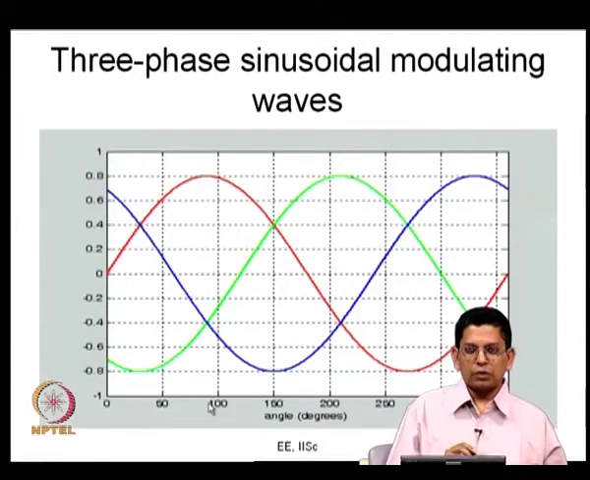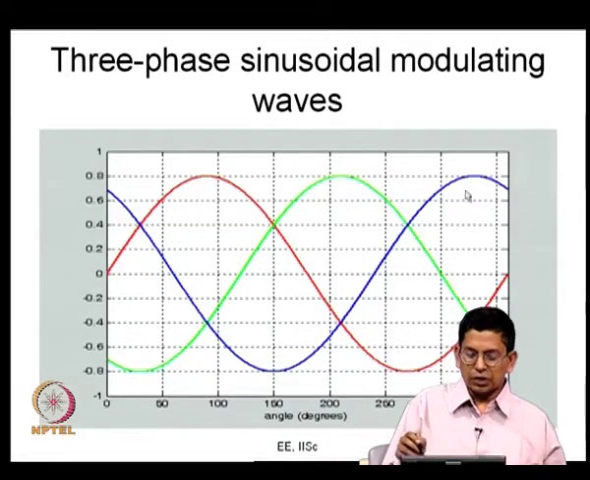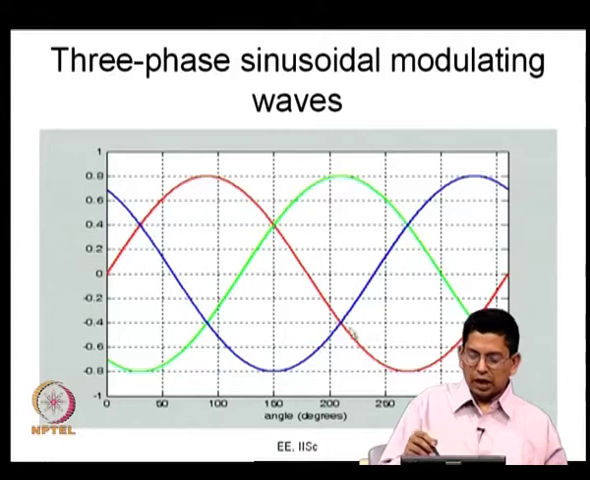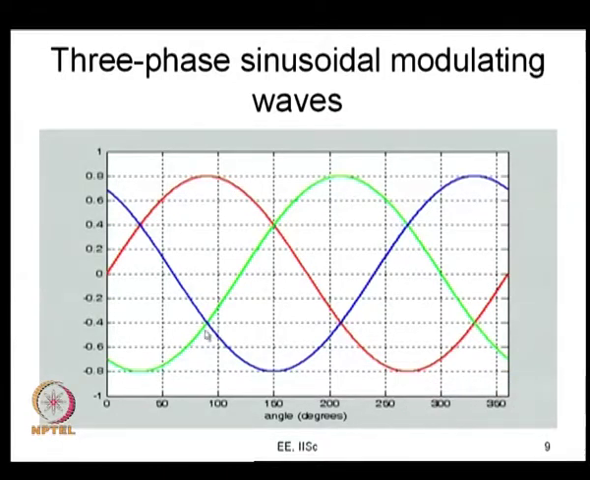Now, the simplest case of 3 phase modulating signals is a 3 phase sinusoidal wave. As you can see, this is the R phase sinusoidal wave, and the yellow phase I am just showing in green for better visibility, and then this is the blue phase signal, right. So, you have R, Y, B, the 3 phase signals. These are compared against a common triangular carrier, and they would produce the PWM signals or the gating signals for the 3 legs of the inverter.